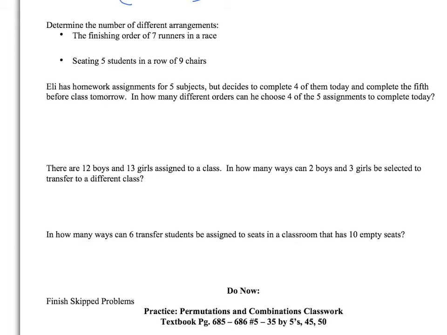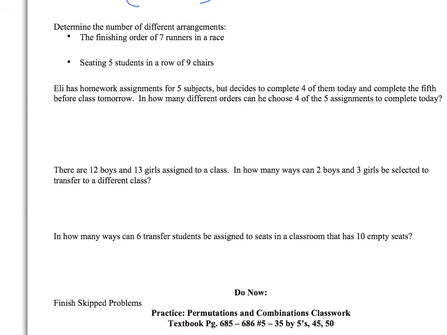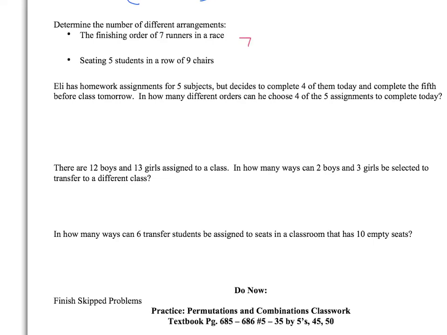So since order matters, am I using a permutation or a combination? Well, if you look back at the top, it's a permutation. So you have 7 runners all together, and you want to order all 7 of them. So it's 7P7 in your calculator, which is 5,040.